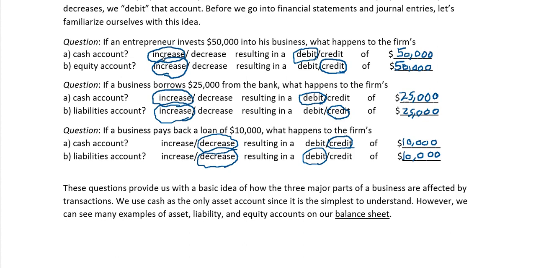Everything is always balanced. These questions provide us with a basic idea of how the three major parts of a business are affected by transactions. We use cash as the only asset account. It's the simplest to understand. However, we can see many examples of asset, liability, and equity accounts on a balance sheet.